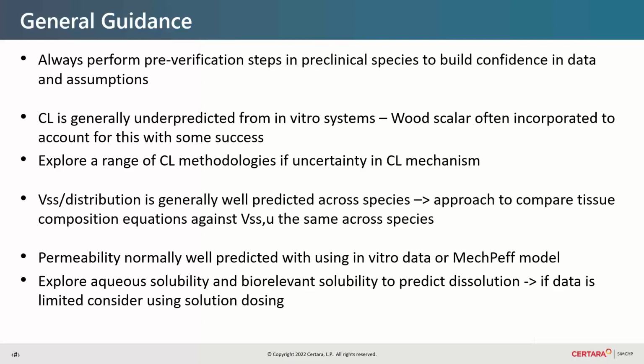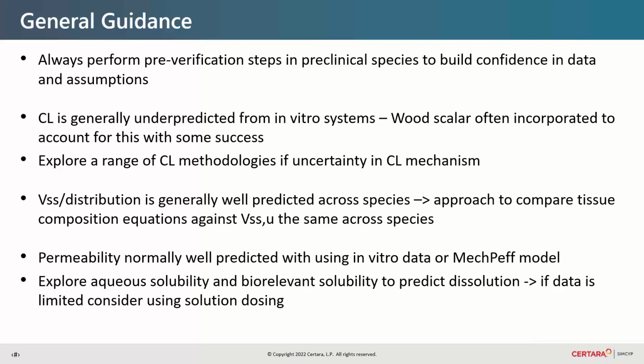We often explore a range of different clearance prediction methodologies. I think in general, the volume of distribution is better predicted across species. And so we also look at the tissue composition equations against any in vivo data that's available and see how well the different models work.